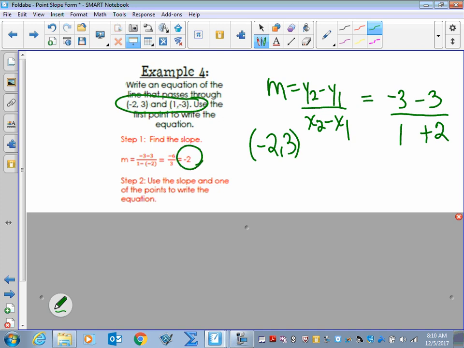Okay, who can help me out and put that into point slope form? If I know my slope is negative 2 and I know the point is (-2, 3), tell me what the equation is. Yes. y minus 3 equals negative 2 times x plus 2. Very good. That's it. Okay. y minus 3, that's your y coordinate, equals my slope number, which was -2, times x plus 2.